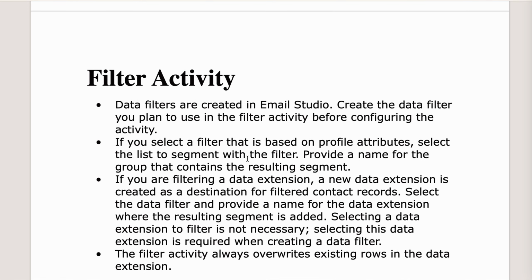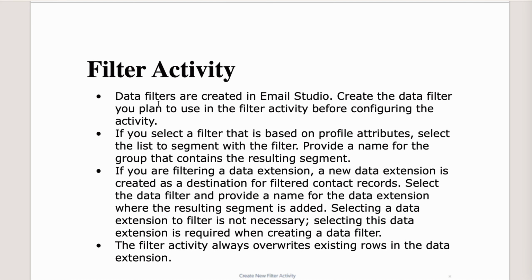There's another thing called filter activities. For filter activities, first of all you have to create data filters in Email Studio. Say you want to send emails to 500 customers who live only in New York. Let's take an example: you have a subscriber audience of the entire US. First you create a data filter in Email Studio and define it: city equals New York City. Then you use the data filter in the filter activity to filter out the audience that matches the data filter.